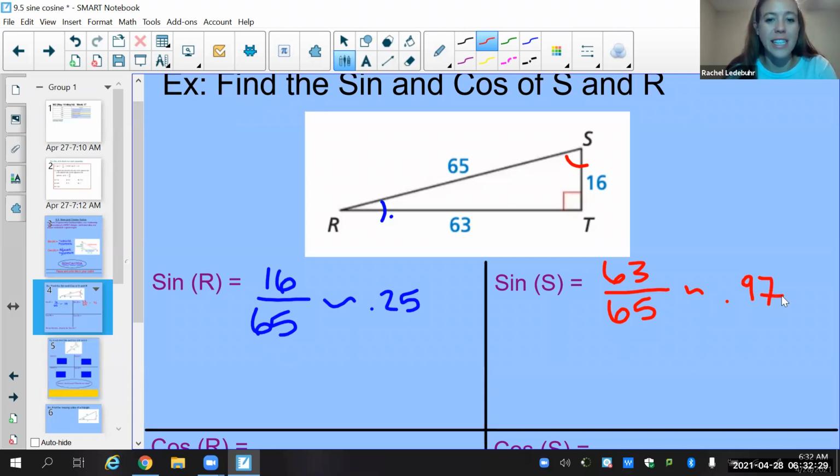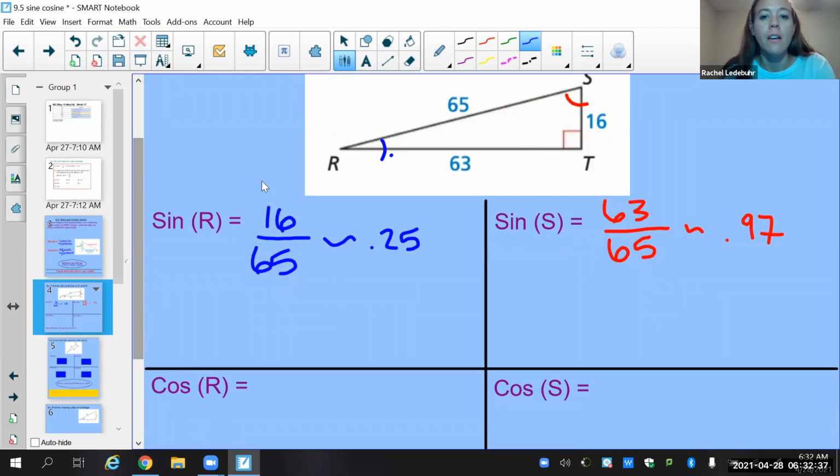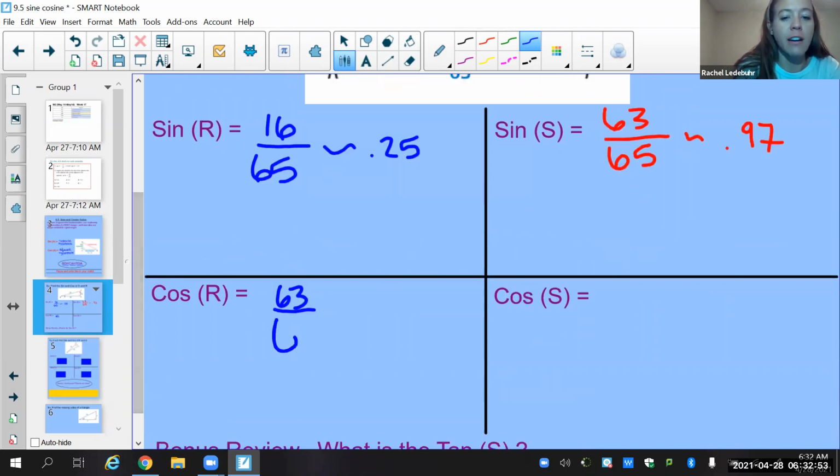Beautiful. Okay, so that's sine, opposite over hypotenuse. Now let's do the same angles, but let's focus on cosine. So let's go back to our blue angle R. Cosine is the adjacent over the hypotenuse. So TOA, right? So for R, we want the adjacent 63 over the hypotenuse 65.